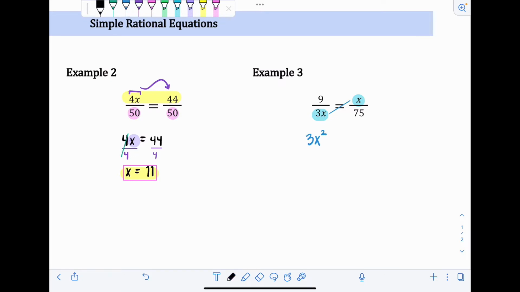And then across the equal sign is the other diagonal. And if you want, like on example 1, I wrote 9 times 75, but you can just go ahead and put that product in right away. So 9 times 75 is 675.